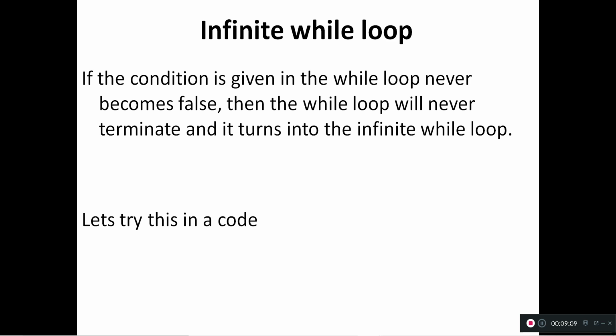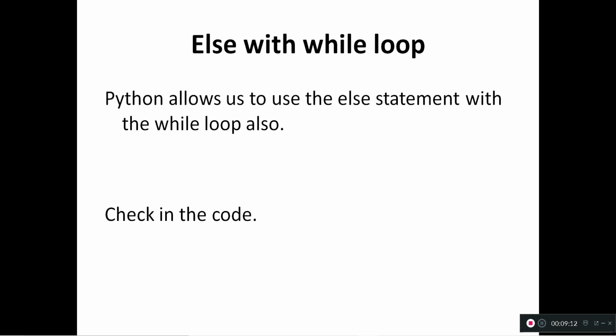Using else with while loop. Python allows us to use the else statement with the while loop also. The else block is executed when the condition given in the while statement becomes false, like a for loop. If the while loop is broken using a break statement, then the else block will not be executed and the statement present after the else block will be executed. The else statement is optional to use with the while loop. Let's check this with an example.